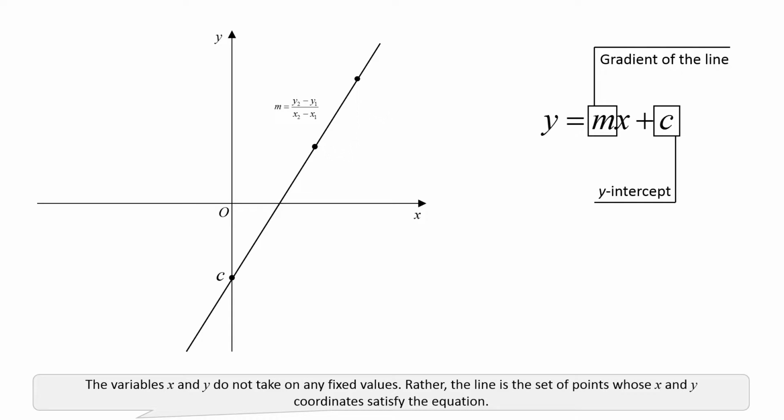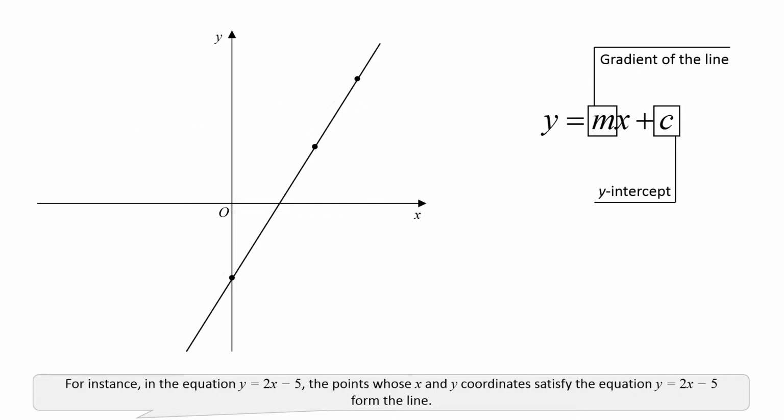The variables x and y do not take on any fixed values. Rather, the line is the set of points whose x and y coordinates satisfy the equation. For instance, in the equation y equals 2x minus 5, the points whose x and y coordinates satisfy the equation y equals 2x minus 5 form the line.